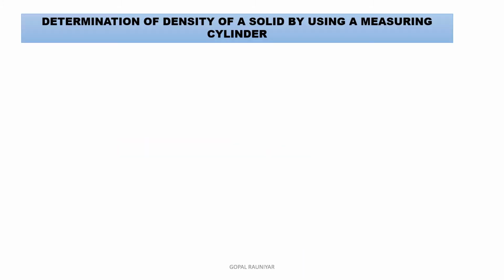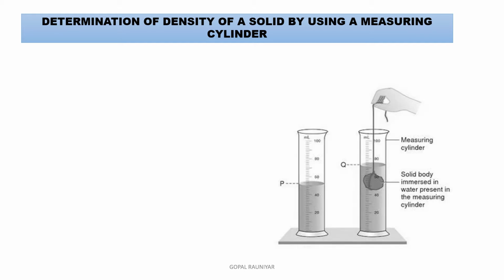Now we will discuss determination of density of a solid by using a measuring cylinder. In order to determine the density of a solid, we must know its mass and volume. To determine the mass of the solid, you will measure it with the help of a physical balance. It will give us the mass of the solid whose density we have to find. After that, what will you do? In order to find the volume, take a measuring cylinder or a graduated cylinder. Let's see how it is done.